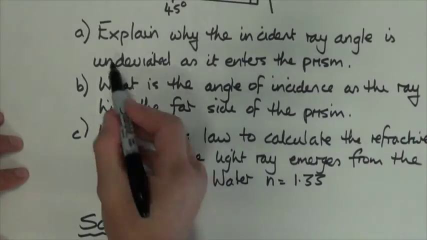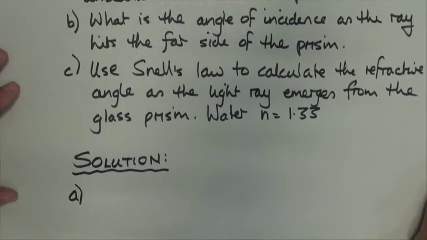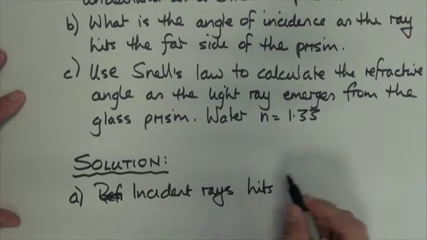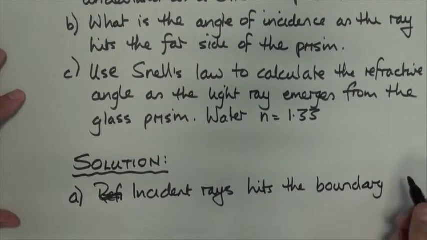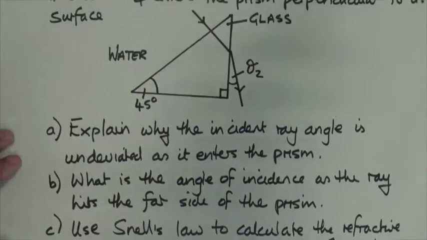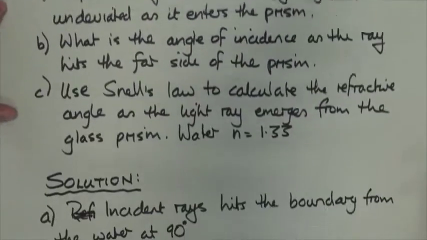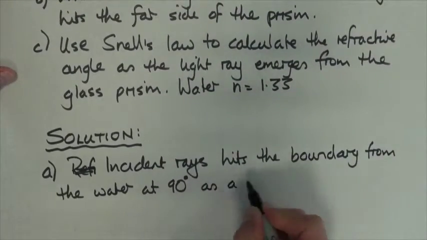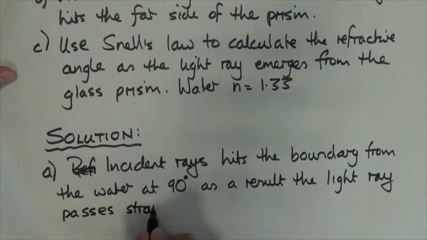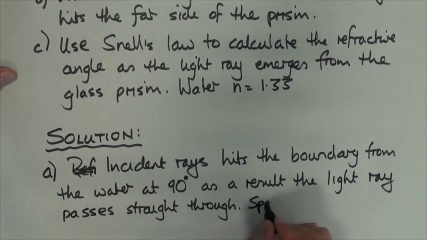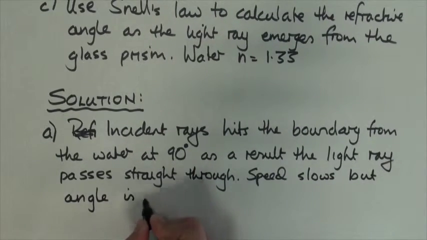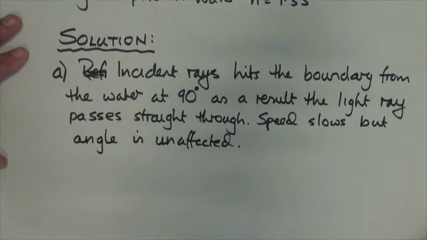Okay, so let's revisit the question. Explain why the incident ray angle is undeviated as it enters the prism. Now the incident ray basically hits the boundary at 90 degrees from the water. At 90 degrees, the speed is going to change, but because it's not coming in at an angle, the angle will not change at all. So anything hitting at 90 degrees will pass straight through the block. Now we've seen this in some of our practicals that we've looked at.